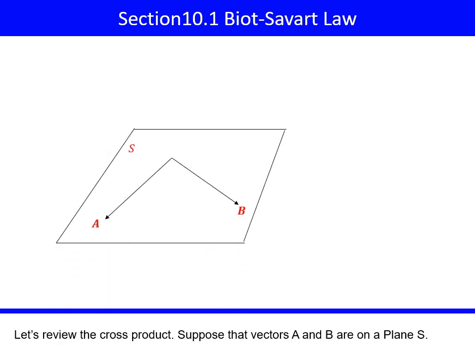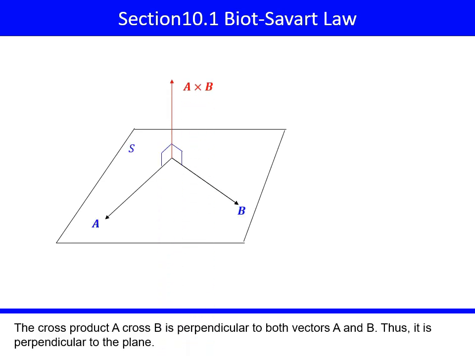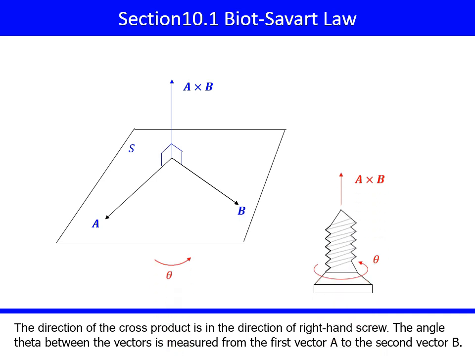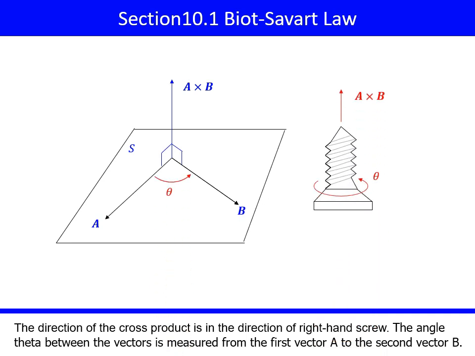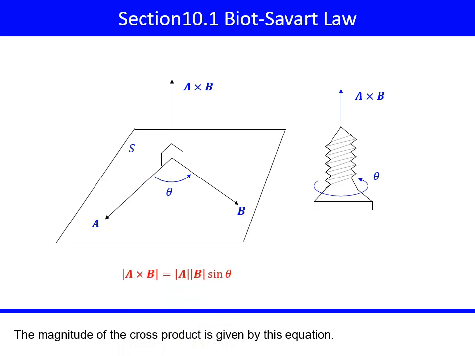Let's review the cross product. Suppose that vectors A and B are on a plane S. The cross product A cross B is perpendicular to both vectors A and B. Thus, it is perpendicular to the plane. The direction of the cross product is in the direction of right-hand screw. The angle theta between the vectors is measured from the first vector A to the second vector B. The magnitude of the cross product is given by this equation.